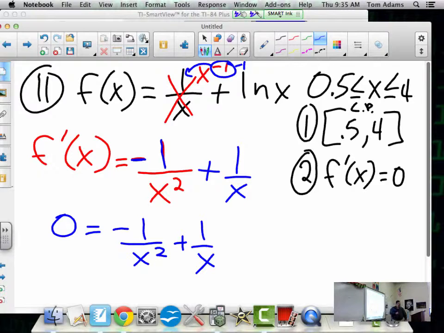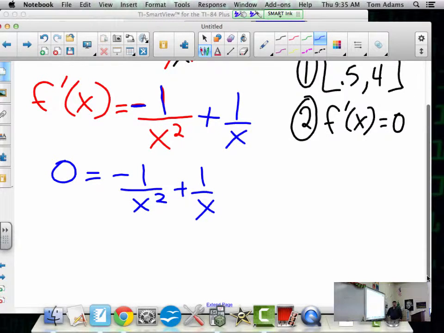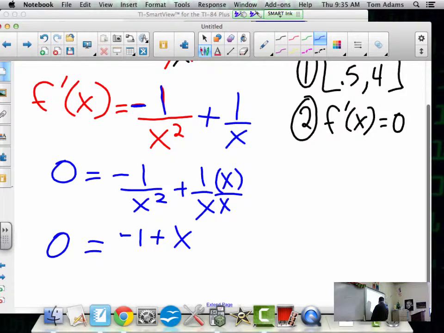Take out a 1 over x. But yeah, I'm willing to try. I was going to think of one way to do it, but let's try this. What do you mean, like have a common denominator? Is that what you mean? Yeah. All right, we can try that. So if I hit this with an x on the top and the bottom, it's a little bit more work for us, but that's okay. It'll give us the answer. What we end up with is 0 is equal to negative 1 plus x, all over x squared.